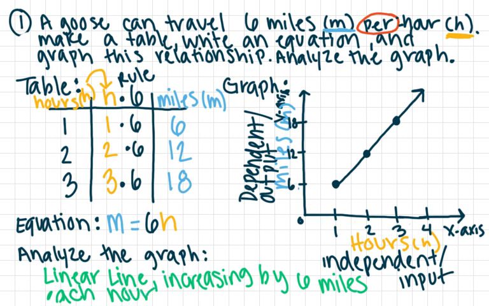We can also talk about how this is increasing by 6 miles each hour. Every time I go over an hour, I'm going up 6 miles. If you notice right here, I go over an hour and then I go up 6 miles. I go over an hour and I go up 6 miles. That means we are increasing by 6 each time. Those are things we can say to analyze the graph. Sometimes they also ask which is the independent and which is the dependent, so we could include that in our analysis. We could say that hours would be our independent and miles is our dependent. Those are all good things to write in your analysis of the graph.